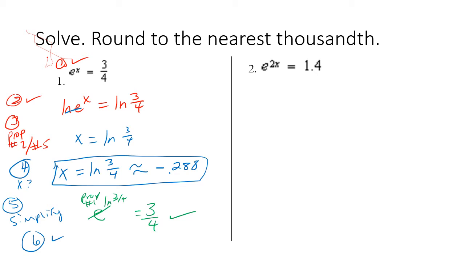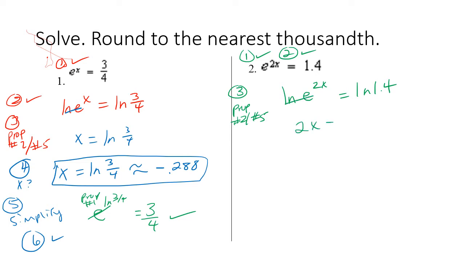All right, here, step 1. Make sure there's nothing we need to add or subtract away. Check. Step 2, make sure there's nothing we need to multiply or divide away. Check. Step 3 is to apply property number 2 and number 5. So that gives us the natural log of e to the 2x equals, what I did on one side, I have to do to the other. The natural log undoes the e, and we're left with 2x equals natural log 1.4.